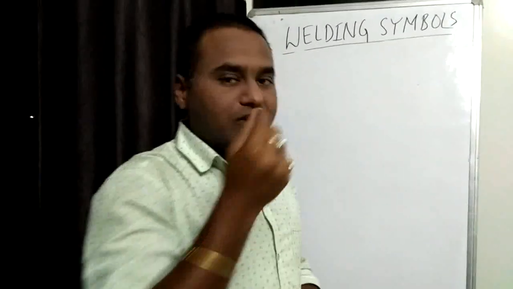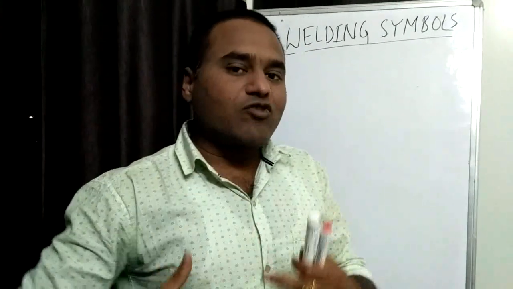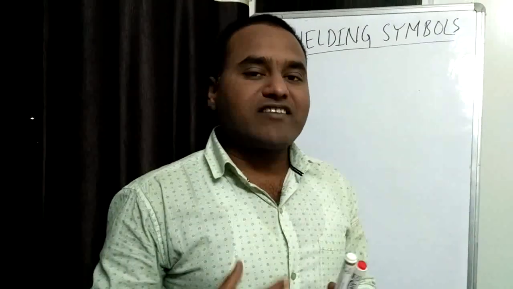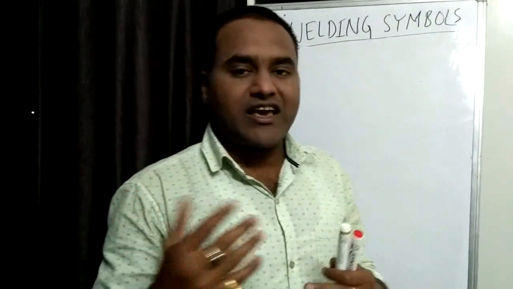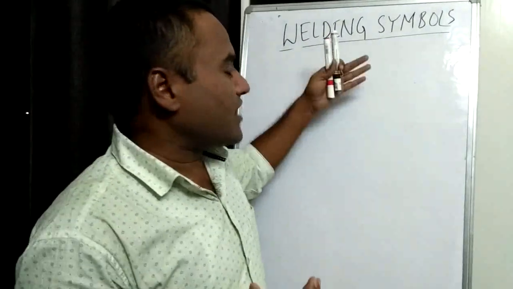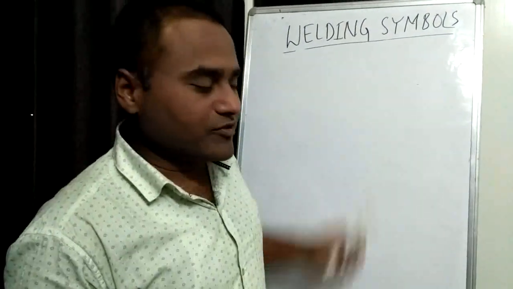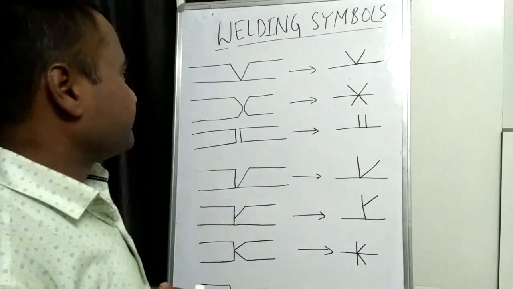Now as I told you, the single V sign, fillet sign, double V sign, these symbols are called elementary symbols. So we have many joints like single V, double V, J, U, W. So we have many elementary symbols. I'll write down all those symbols for you. So friends, now I'll show you the elementary symbols.